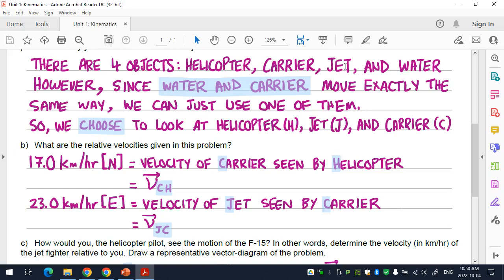23 kilometers per hour east, velocity of the jet seen by the carrier. Obviously, the carrier can't see, but we said everything is not an object now. Everything is an observer. There is an observer on the carrier, an actual Navy commander or whoever who's watching it purely move to the east.